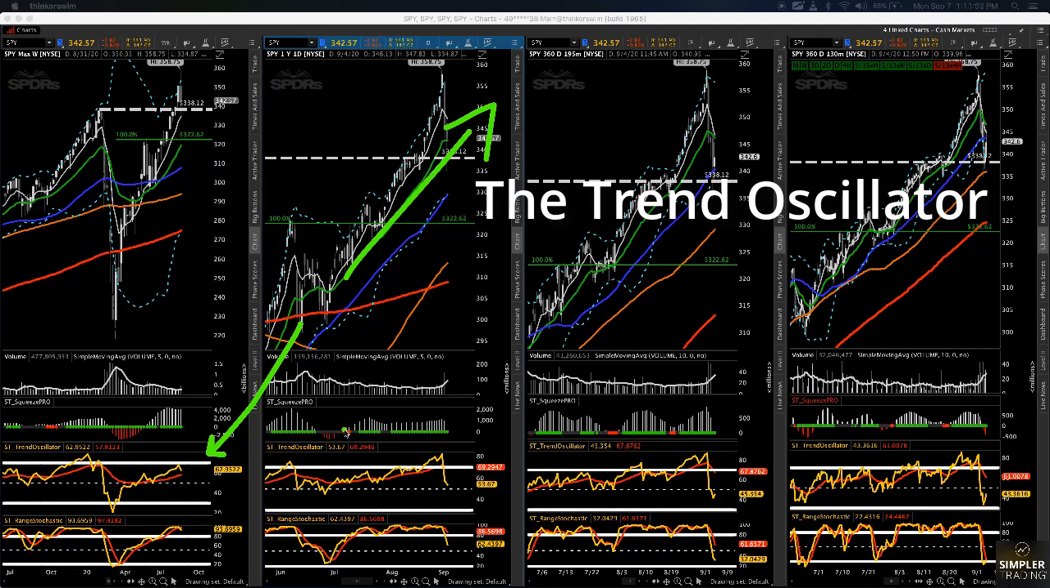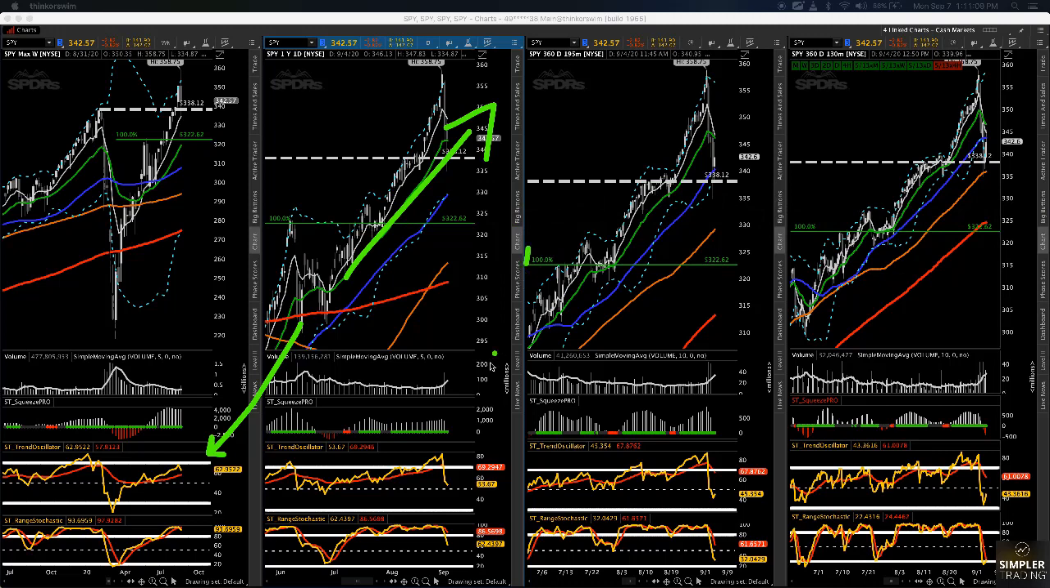The trend oscillator just gives me a little bit more indication as to whether I should be buying the 8 EMA or whether I should be buying the 21. And just as a heads up, this particular positioning here tells you that you should be buying the 21, not the 8. So a little bit of a heads up there going into next week. It also gives me a very good indication of when the market has truly gotten overbought.